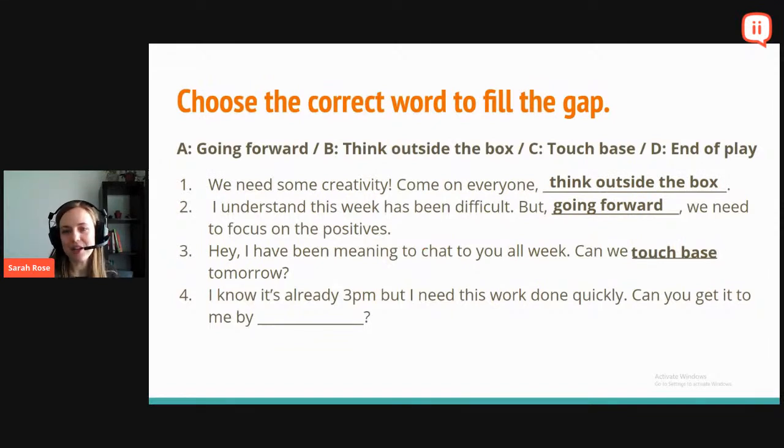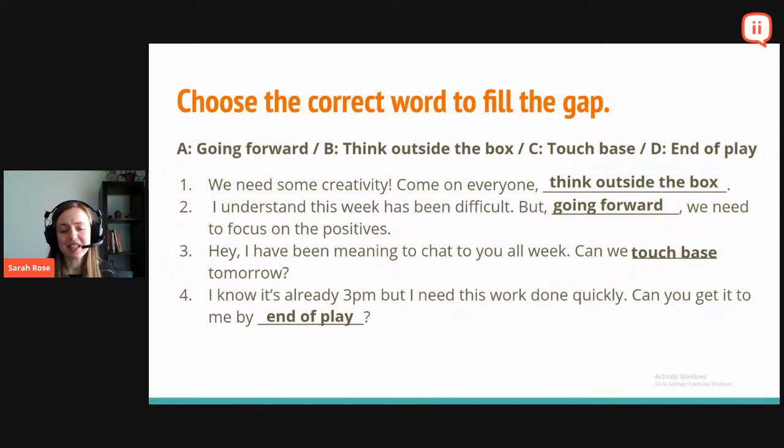Number four, so we know number four is then end of play. So that's 4D. People got that? Yeah, so it's 2A, good, 4D. People have got 4D, excellent. Good, okay, 4D. End of play, again, it's a sports reference. It means the end of the day.